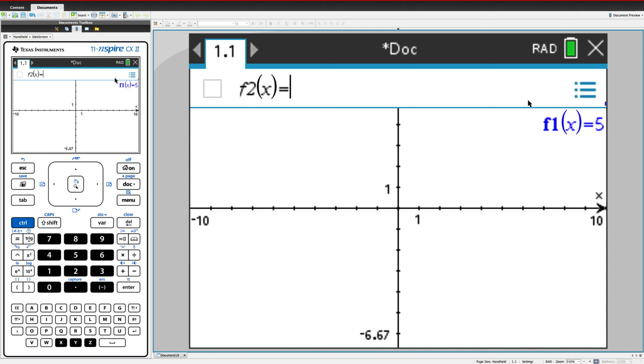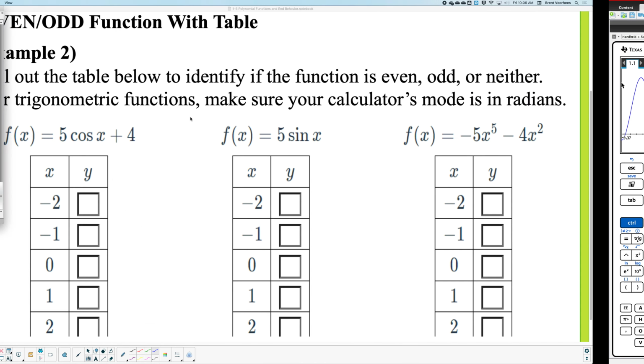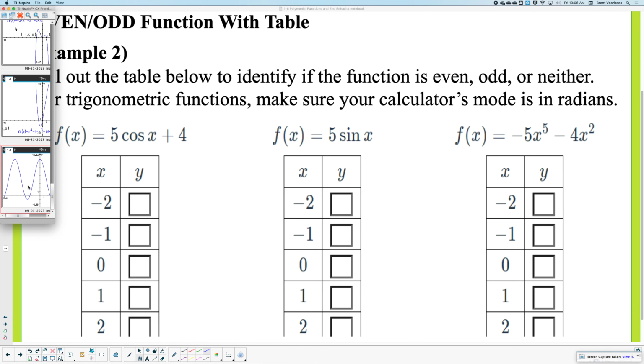Does this graph appear to be symmetrical with the y-axis? Yes. Okay, if it's symmetrical with the y-axis, it is an even function. Oh, that's not what we want. We wanted to fill out the table. I'm going to go ahead, since I took a picture of it, I'll just set it down here anyways.